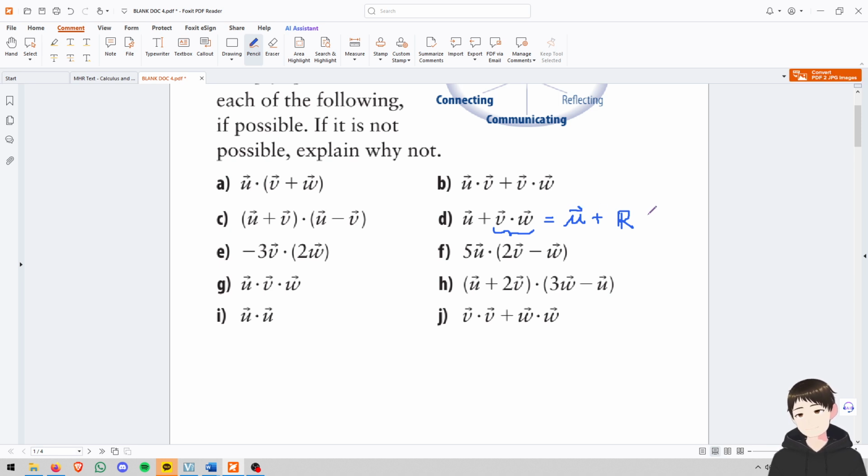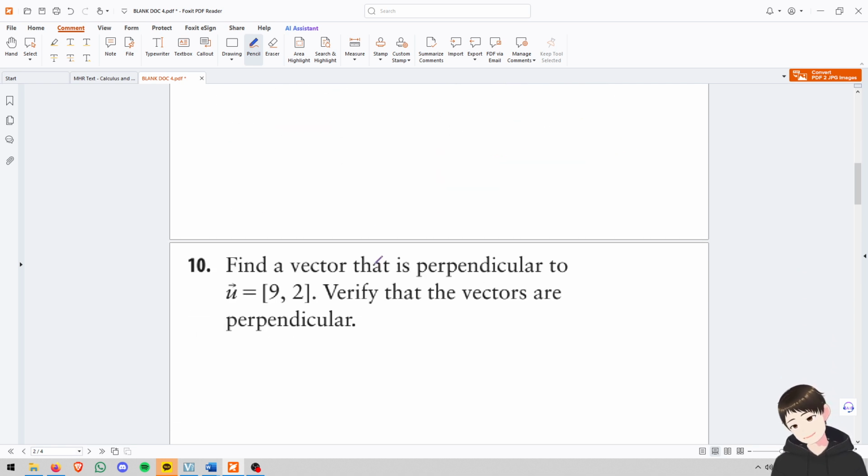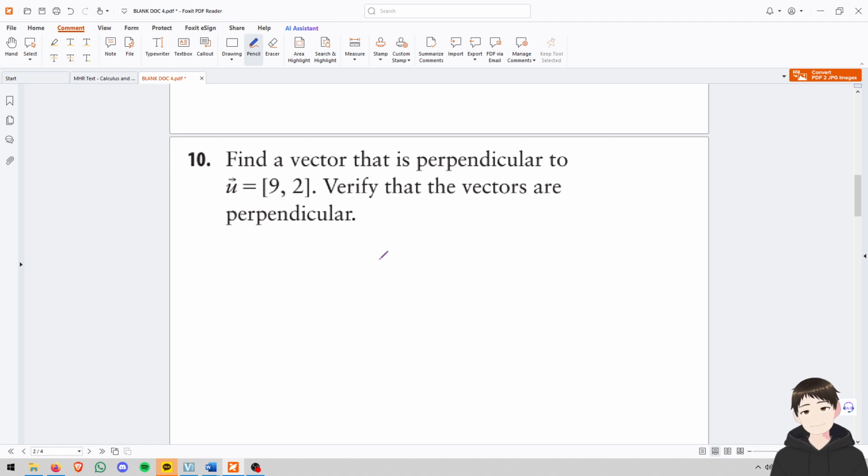Not possible. Question 10. Find a vector that is perpendicular to vector u and verify that the vectors are in fact perpendicular. There's a couple of ways you can verify this, but the idea is we need to find, if this is vector (9, 2), so if this is vector u, something like that, we need to find vector v that is perpendicular. How do we confirm that?